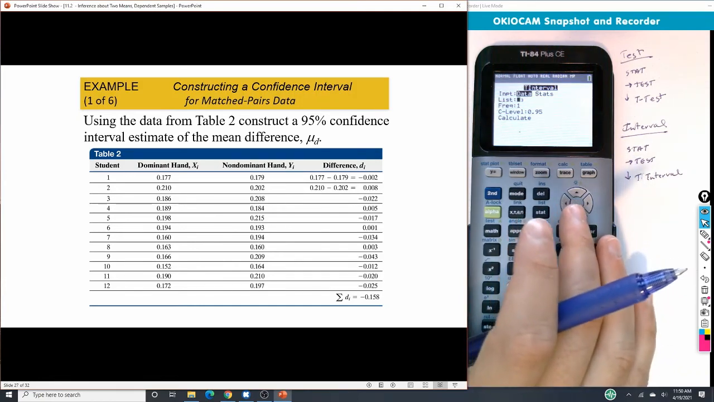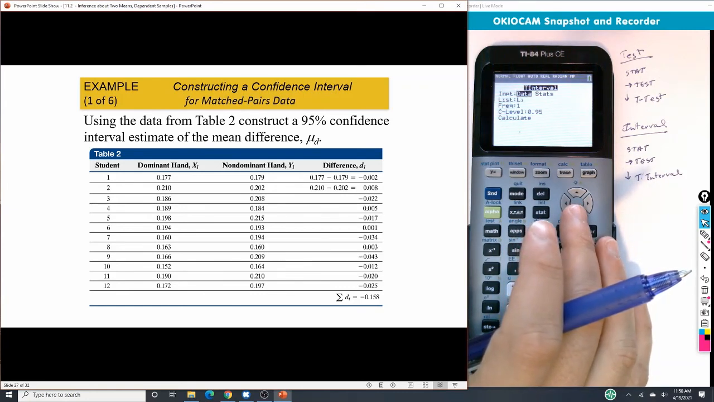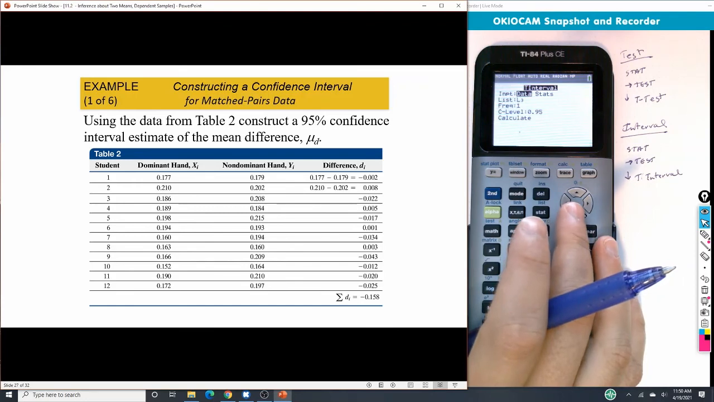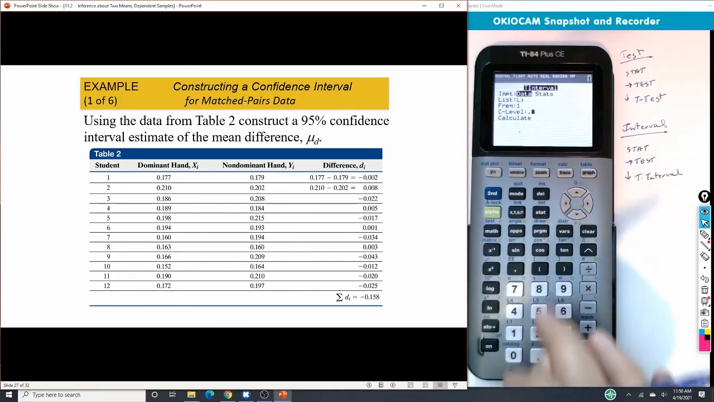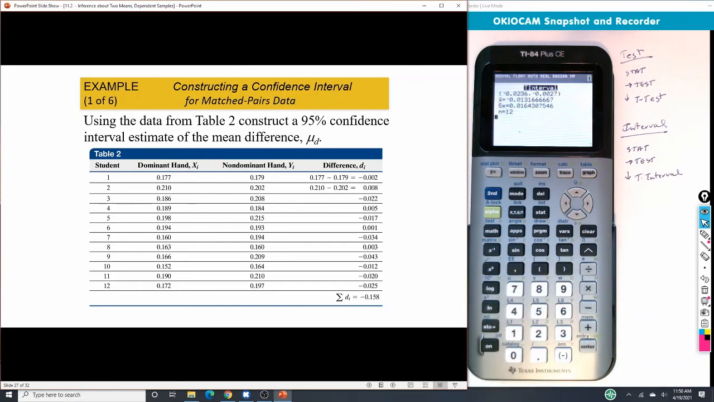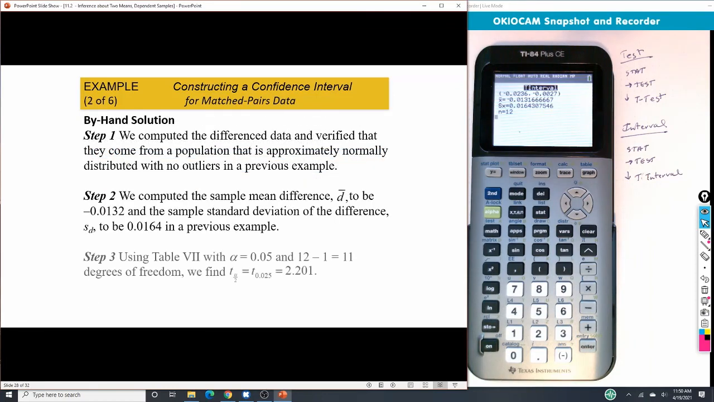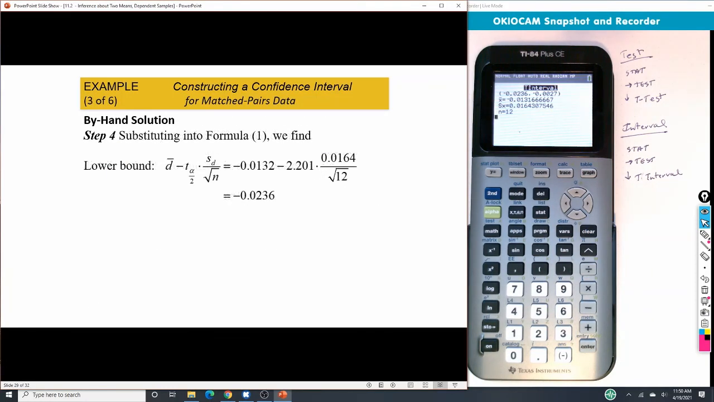All right, so we're looking at our L3 because we're looking at the difference. We have our frequency of 1, and then we want a 95%, so 0.95. We can calculate here, so we can see that our lower bound should be a negative 0.0236, and our upper should be a negative 0.0027. Okay. Now they go through again and do all this by hand, which we can as well. And you see they get the same numbers that we did, negative 0.0236 and negative 0.0028. Now we got 27, 28. Those things are just rounding errors on that.